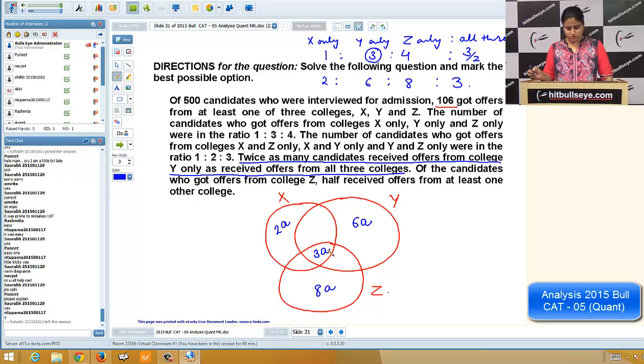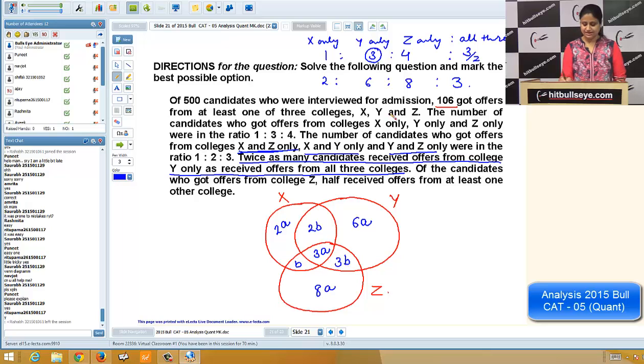Now there is one more ratio given. X and Z only, X and Y only, Y and Z only. The ratio given is 1:2:3. That I am considering as B, 2B and 3B. First of all, X and Z only, let it be B. Then X and Y only, 2B. And this is 3B. Now, to solve this set, since we have 2 variables A and B here, we need 2 equations to solve that.